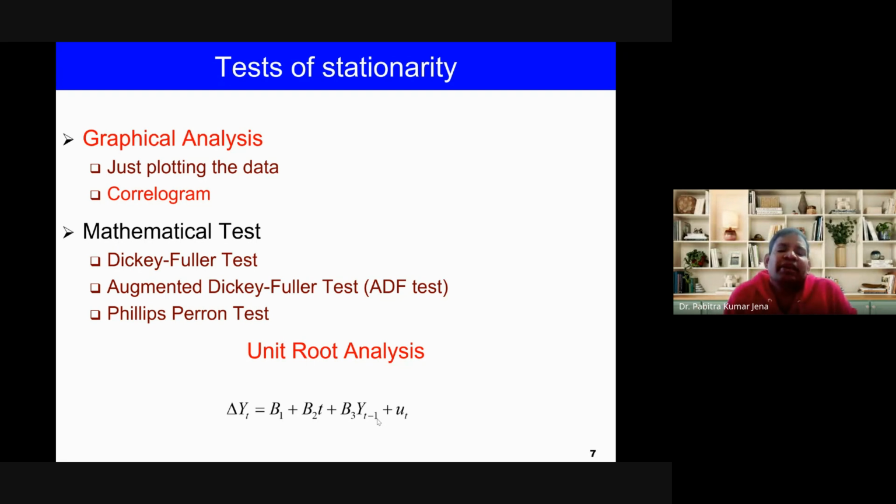The Dickey-Fuller test is also a mathematical test of testing stationarity. Both the techniques were discovered by Dickey and Fuller. But in the Dickey-Fuller test, there is a problem of autocorrelation. And in the augmented Dickey-Fuller test, by taking the lag of your dependent variable, we remove the problem of autocorrelation.